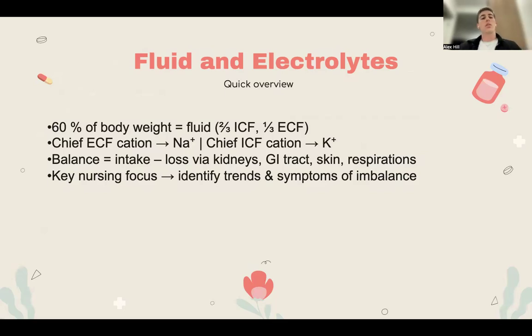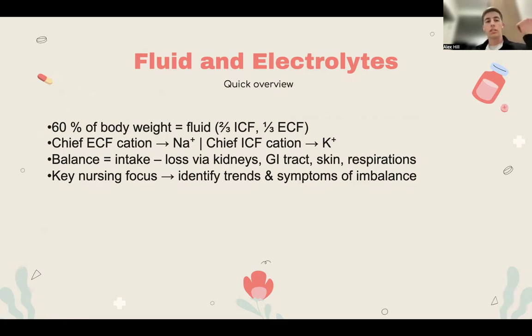Okay. So fluids and electrolytes, 60% of your body weight is fluid. Most of that is going to be in your intracellular space, which I'm sure is probably a review from the fluid shift lecture. There's a large reserve in that space. And the chief extracellular cation is sodium, chief intracellular is potassium. And you just always want to make sure you have a balance.